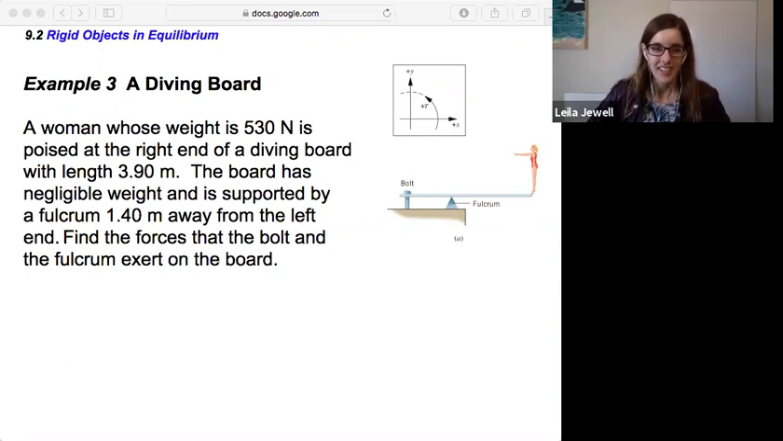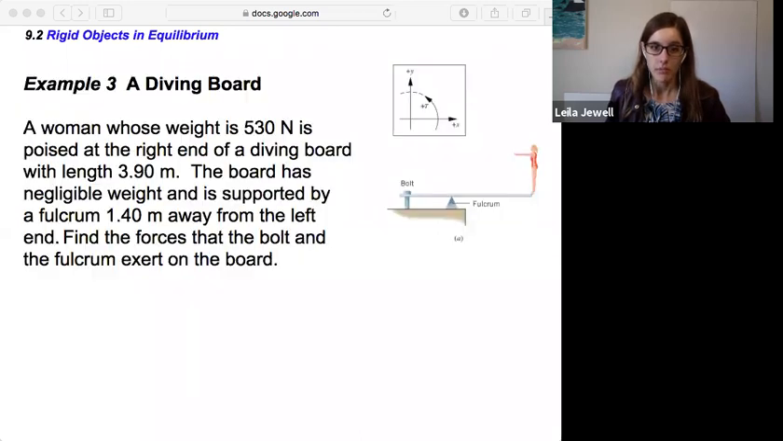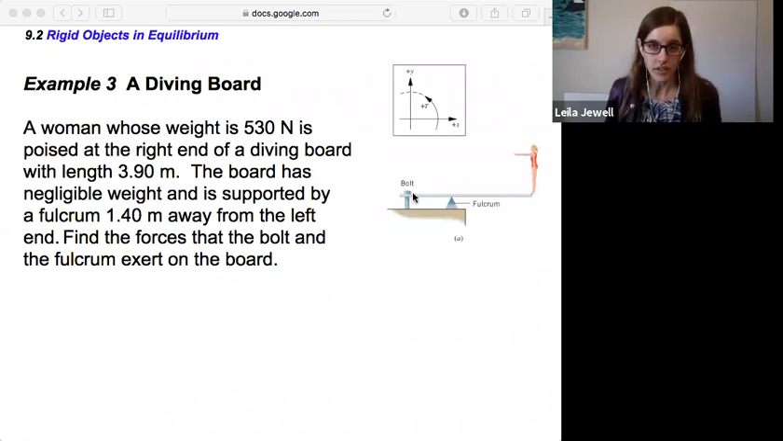All right, so as we're looking at this, let's keep going back and forth to the reasoning strategy. First, select the object that we're going to apply the equations to. Well, notice it's the forces the bolt and the fulcrum exert on the board. That to me suggests we want to look at the forces acting on the board. Pretty straightforward. Next, draw a free body diagram that shows all the external forces acting on the object. So first we're going to draw the forces on our diving board itself in the picture here.